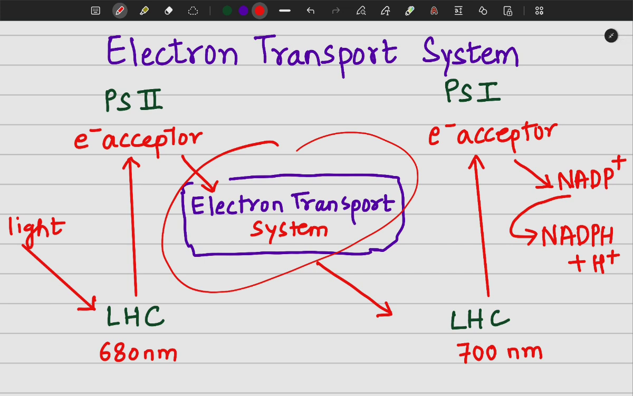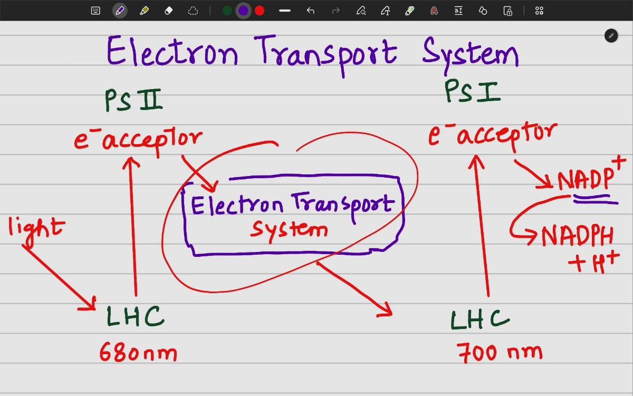The pigments of the light harvesting system of photosystem 1 are also excited by absorbing red light of 700 nanometer. Again these electrons get excited, jump to their higher orbitals, and are accepted by an electron acceptor uphill. Then the downhill movement of electrons starts, but it does not continue further, because the electrons are accepted by a high energy molecule, NADP plus, which gets reduced to NADPH, and H plus ion is produced.